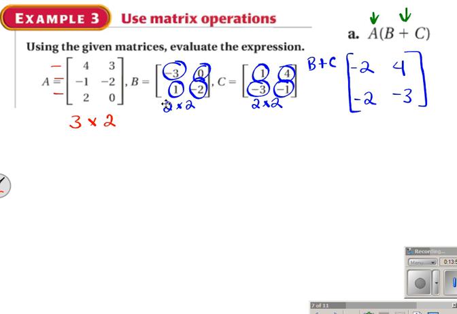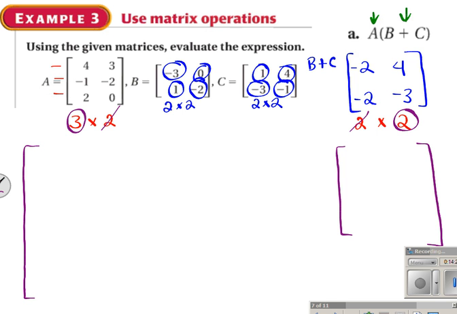B plus C is 2 rows by 2 columns. Do our inner dimensions match? Yes. 2 and 2 matches. So our resulting matrix will be a 3 by 2. So I'm going to go ahead and set up that resulting matrix, 3 rows by 2 columns. Okay? And I'm also going to set up the matrix that I'm going to do my work in. Okay? So let's go ahead and start.